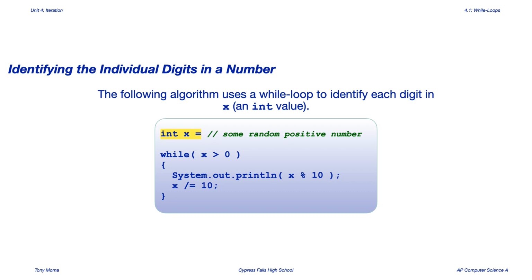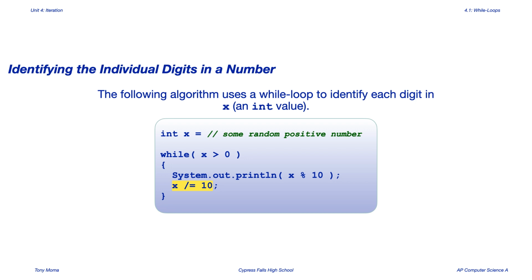So we declare x, then we enter our while loop, and this while loop is going to repeat for as long as x is greater than 0. Because whenever x becomes less than or equal to 0, that means we've processed every single digit. So when we enter the while loop, the first thing we do is print out the rightmost digit. That's why we say print out x modulo 10. All we're doing here is printing out the rightmost digit. Then we get rid of that digit by dividing by 10 using integer division.